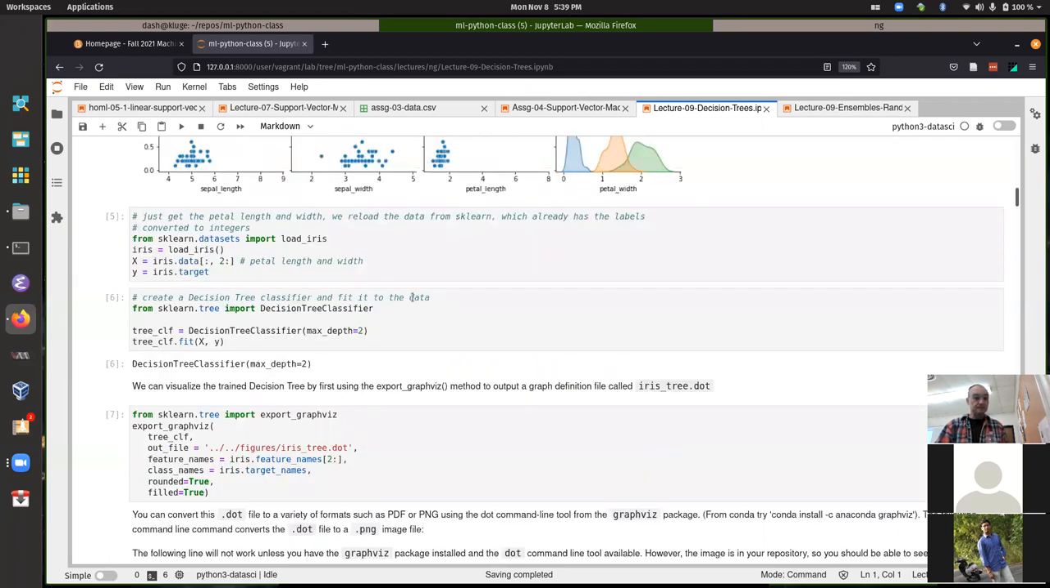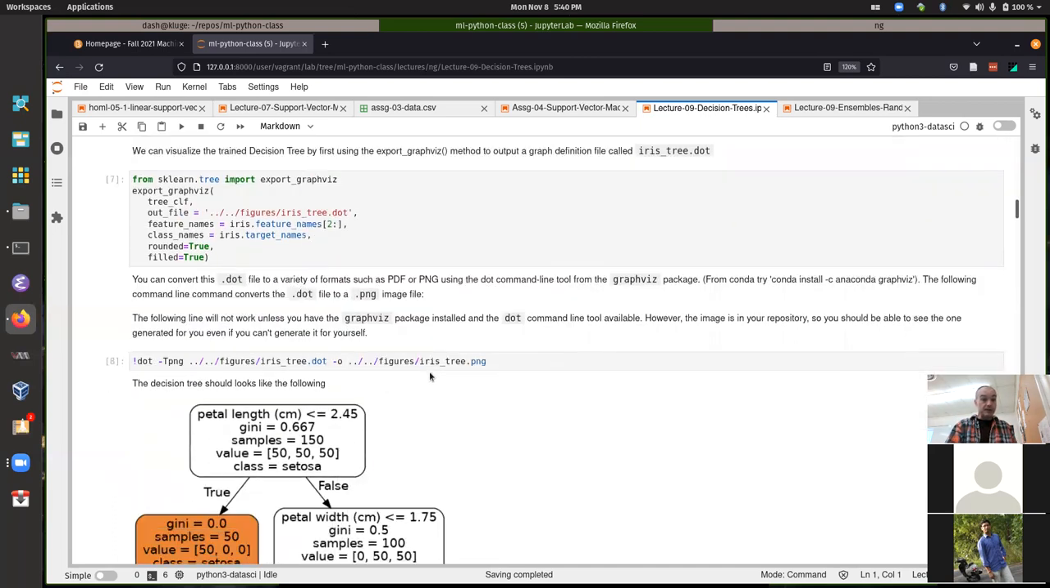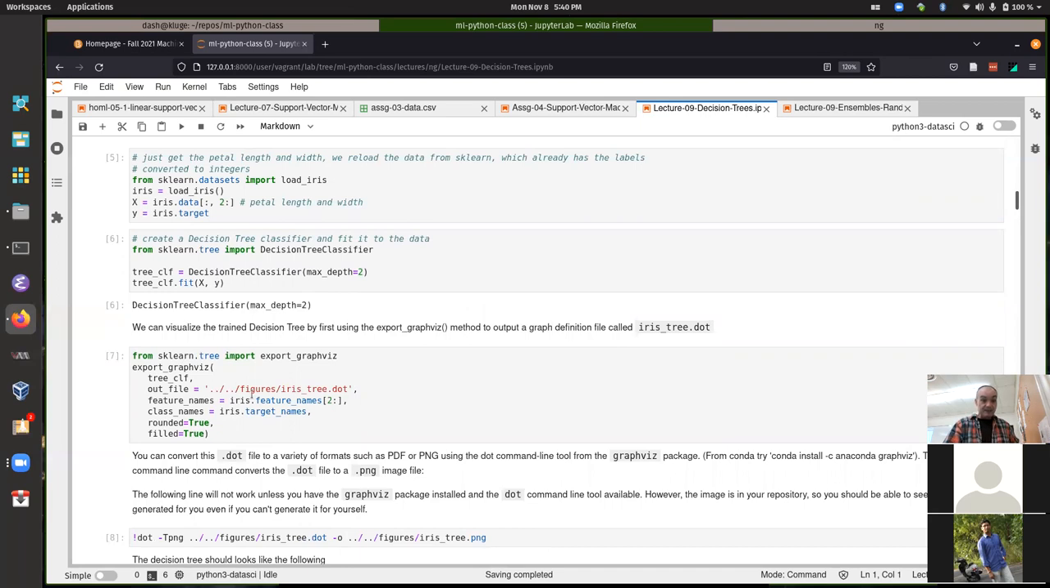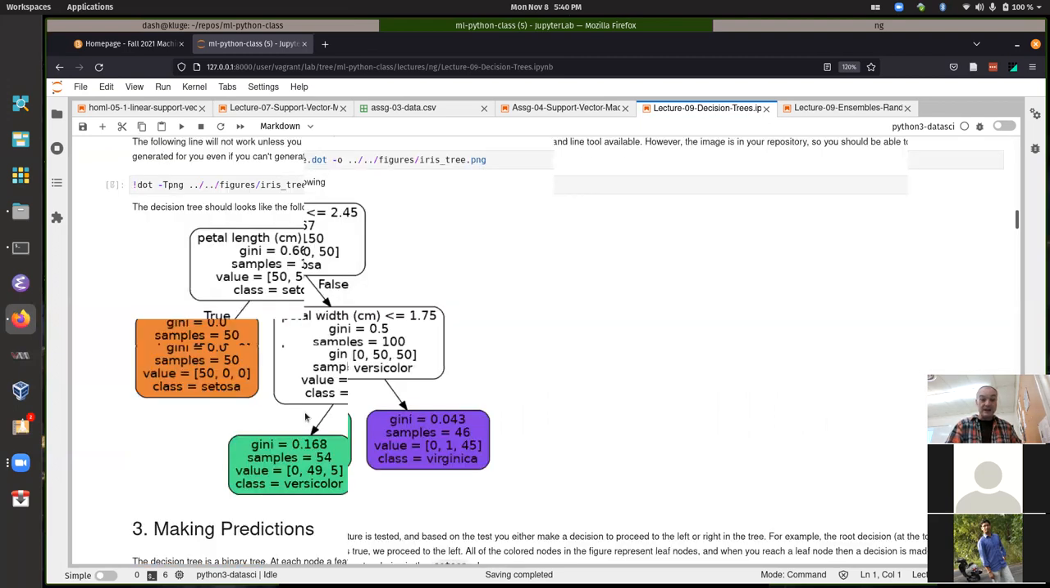Let's talk about what a decision tree does, first of all. In this example, although there are four features, we just used two again, so we reduced it down to two. We kept it as multi-class, so we've got three classes that we're trying to output in our classifier. You can create a decision tree, and I showed a way you can actually create a figure from the trained decision tree, right?